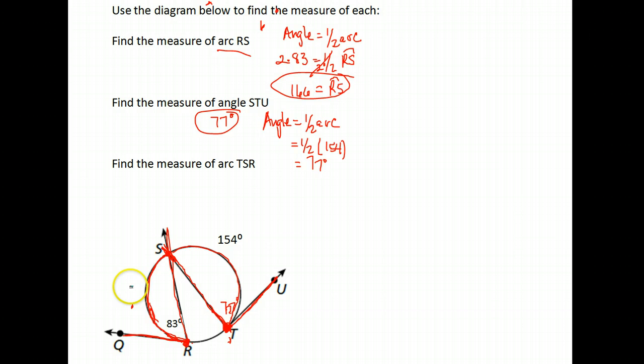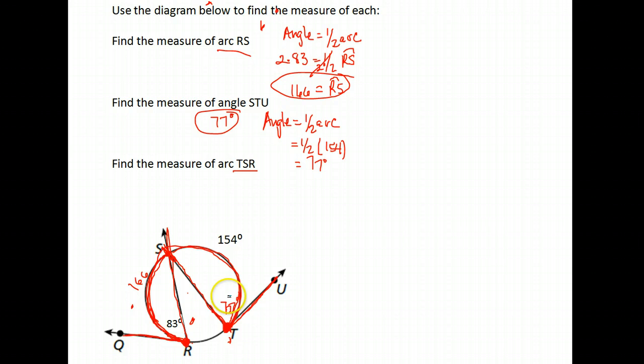Put on those measures I've found so far. Finally, we want the measure of arc TSR. Okay, so let's take an arc. That arc means to go along the edge of the circle. So you start at T, going towards S to get to R. So we start at T, we pass by S, on our way to R. What would the measure of that arc be?